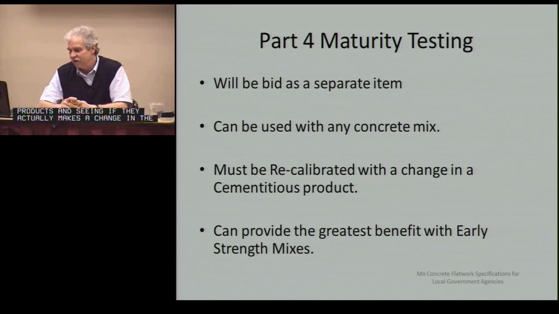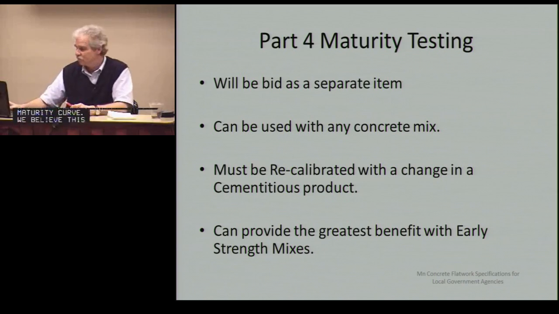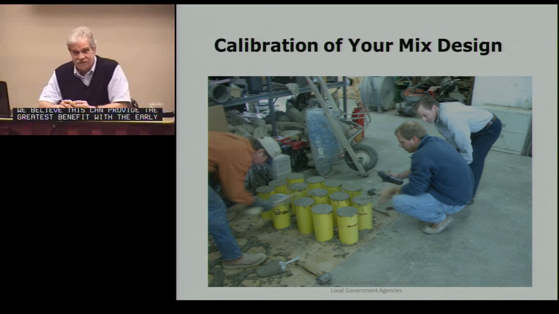We believe this can provide the greatest benefit with the early strength mixes, is where we think. And basically the way this system works, and you have to pay for this, so it's a separate bid item. You make 12 cylinders. In the last cylinder, you can see the person there with some wires coming out of it.